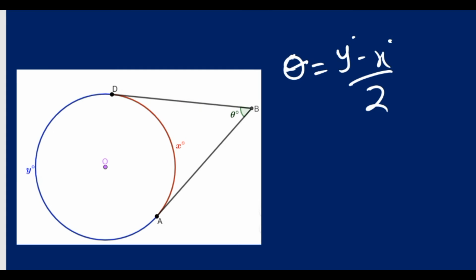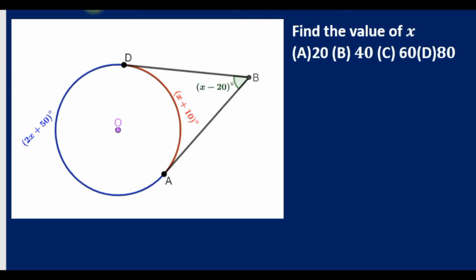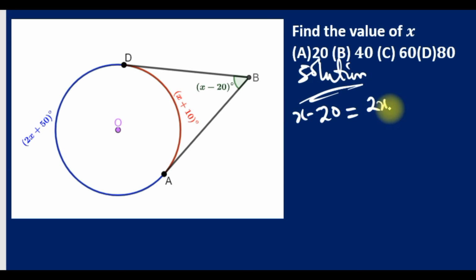So let's now go over to the question. We're asked to solve this, using what I've just explained. So we see our theta, which is x minus 20, must be equal to 2x plus 50 minus x plus 10, all over 2.